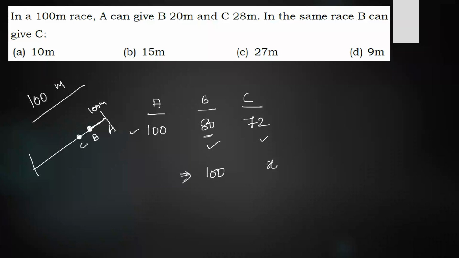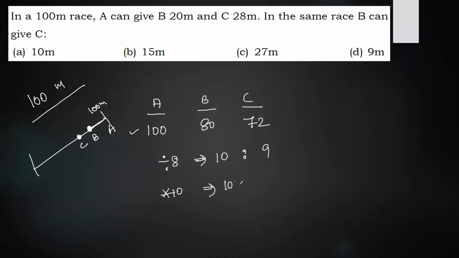Now the question is, in the same race, how much can B give C? For 80, it is 72, right? Therefore, for 100, what is the distance of C? Then you find the difference. Is it clear? So when B runs 80, C runs only 72. Now in the same race, when B runs 100, what will be the distance for C? What is the difference between B and C?